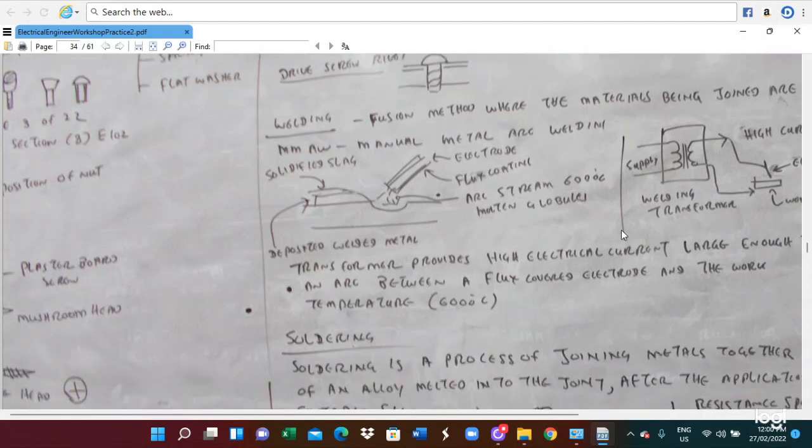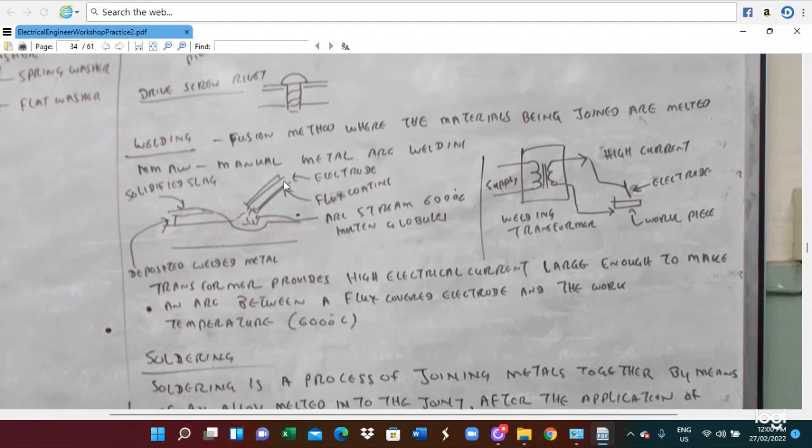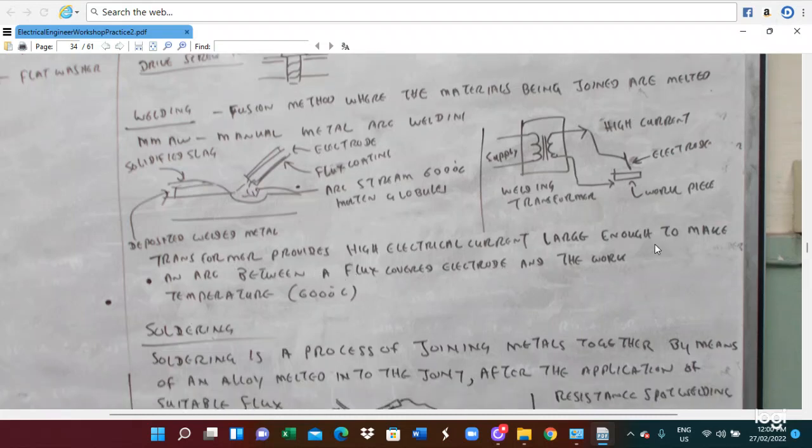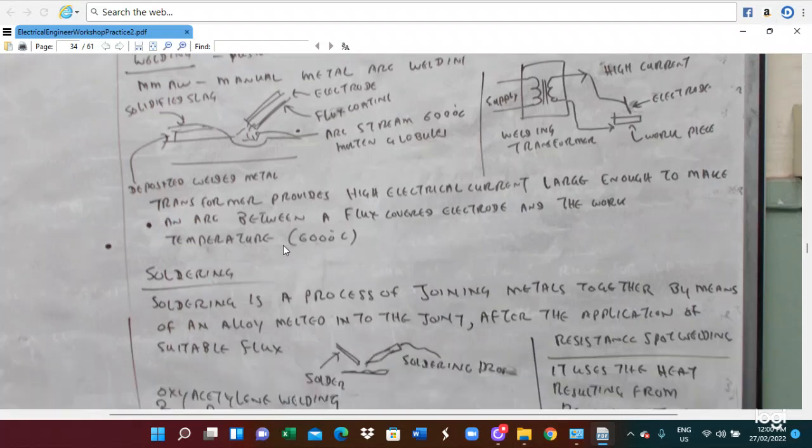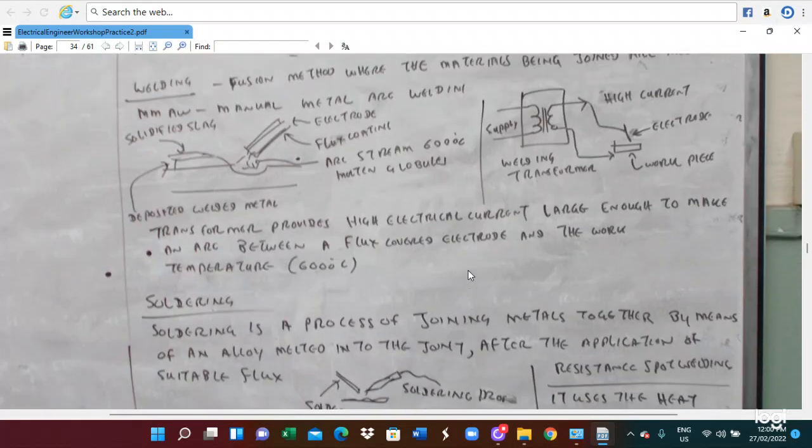And also, to increase the current flow into the electrode, we use a welding transformer. The welding transformer increases the current, and from the secondary coil the high current passes into the electrode and the workpiece. Then the electrode heats up, the metal melts down, and it fills with the metal. So the transformer provides a high current, large enough to make the arc between the flux-covered electrode and the workpiece. The temperature becomes 600 degrees centigrade. So this is the welding method.